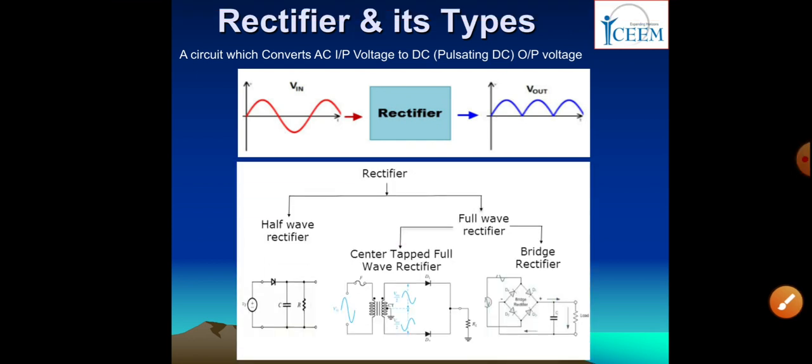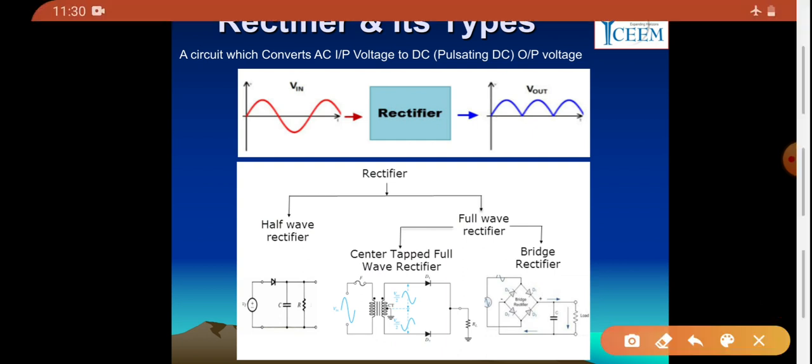A rectifier is an electronic circuit which converts AC input voltage to DC, or you can say pulsating DC output voltage. Pulsating means it is not pure DC, because we know that the waveform of pure DC is just like a straight line. Okay, so it is not pure DC, it consists of ripple, or you can say AC contents. That's why it is like this, like AC is present in the DC.